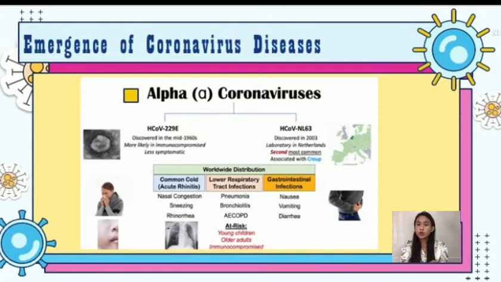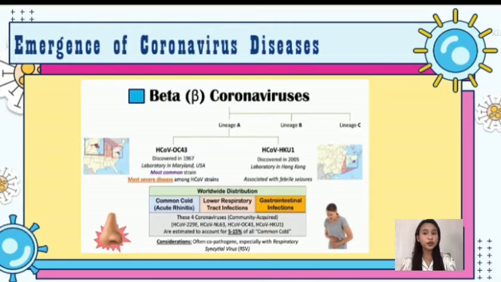And the groups of people who are at risk are the young children, the older adults, and the people with disability or those PWDs. So the next group that we're going to talk about are the beta coronaviruses. So it actually has three lineages, the lineage A, the B, and the C. So let's go on first with the lineage A.